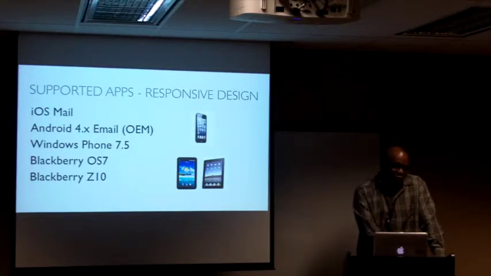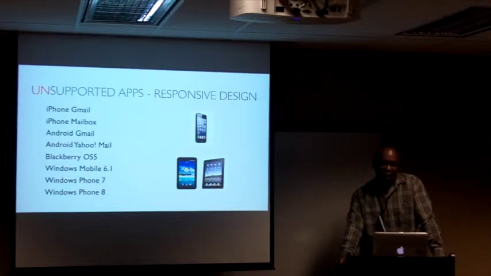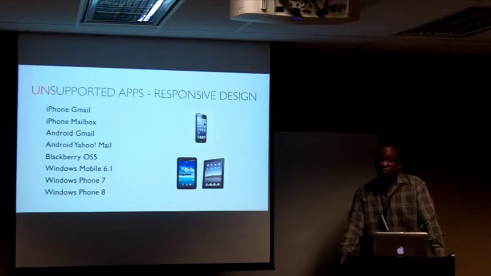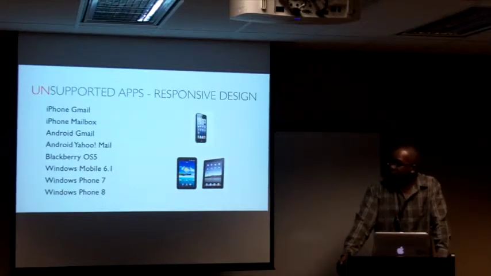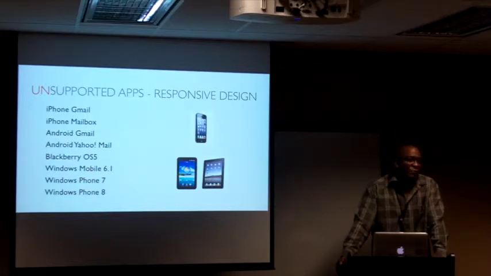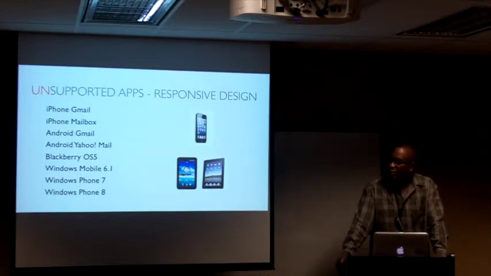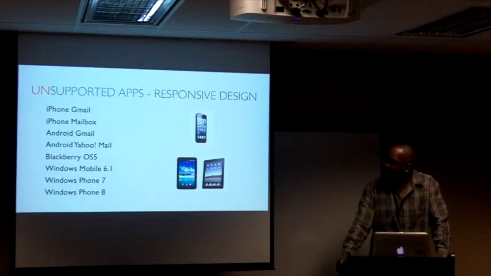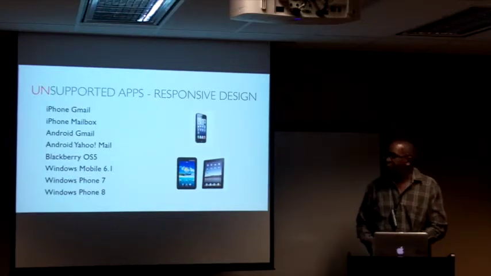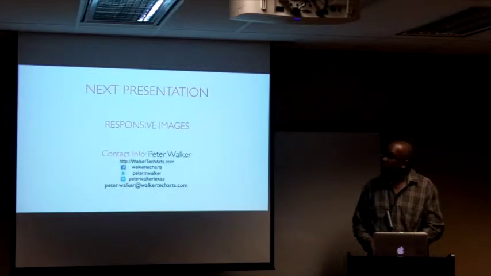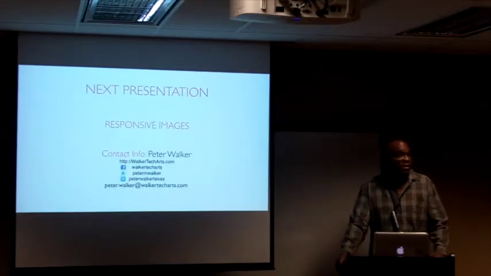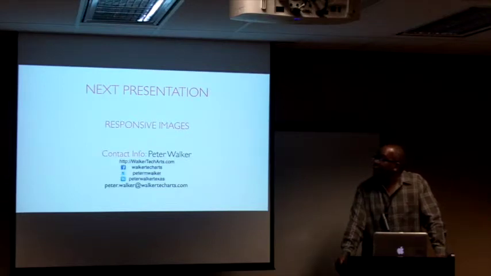Now, this is where it gets really a little bit strange, because these are the unsupported apps for responsive design. Gmail doesn't do responsive design in any format, and Windows is the big surprise. So Windows Phone 7, Windows Phone 8 does not do responsive design, but 7.5 does do responsive design. So you kind of have to decide on that. And of course, the BlackBerry, that's an older version. Okay, and that's basically it, the responsive design.